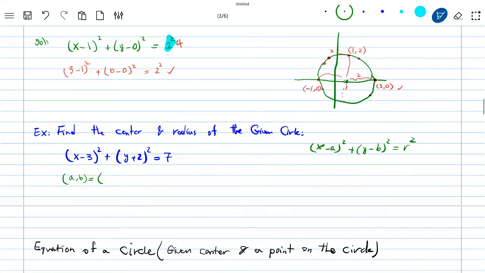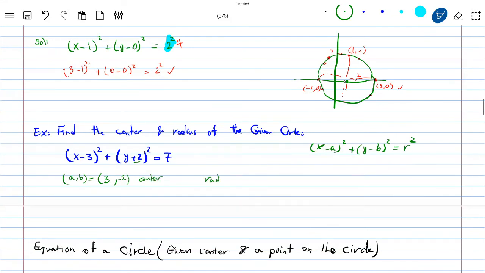In this case, x minus a squared, x minus 3 squared. So I know simply a must be 3. y minus b squared, y plus 2 squared. So what is b? b cannot be 2, because if it was 2, then you should have y minus 2 squared. But it is y plus 2 squared. It's the opposite. If you replace b with negative 2, then you have y minus negative 2, which becomes y plus 2. And so I have the center. This is the center.